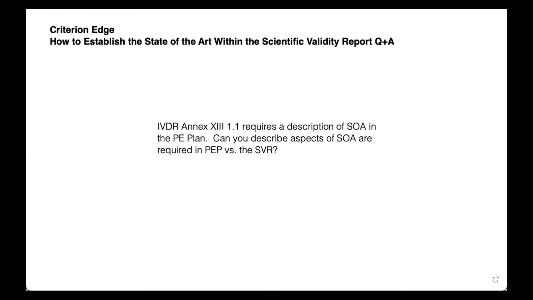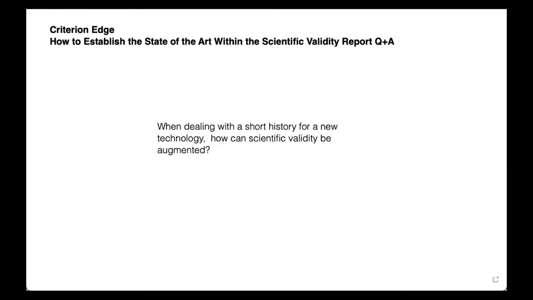Here's the next question. When dealing with a short history for a new technology, how can scientific validity be augmented? Okay, so this I think is definitely going to be an issue that a lot of us are up against. Suppose you have something like COVID testing, luckily there's a lot of information that's come out recently. So you have lots of comparators and lots of well-established relationships that SARS-CoV-2 causes COVID-19. So when you're trying to make that establishment, even though it's a very short history, there was a lot of data published in a very short amount of time.